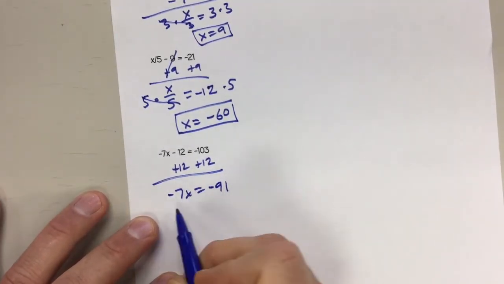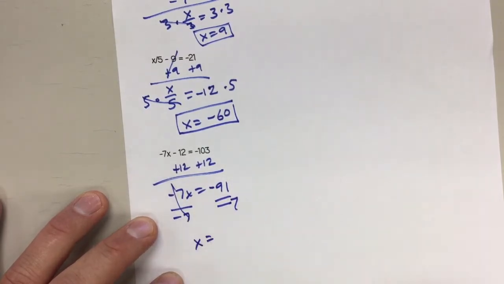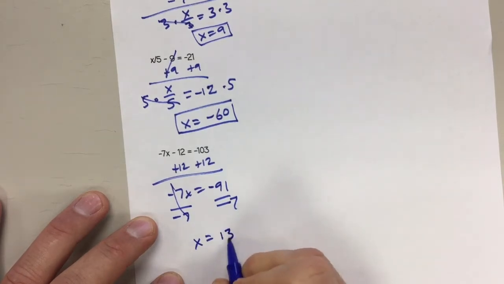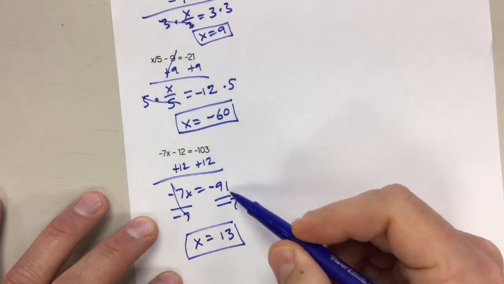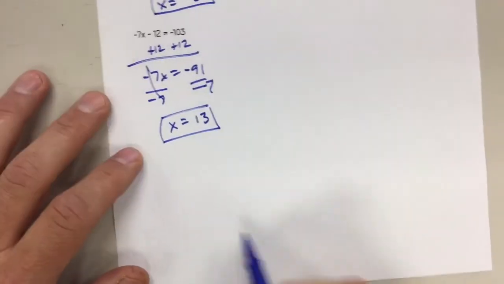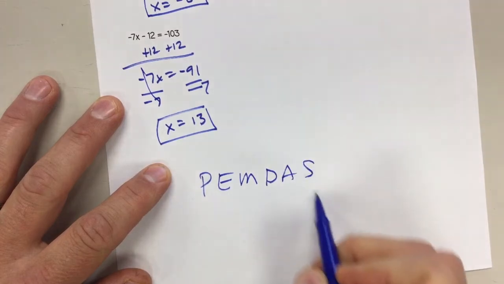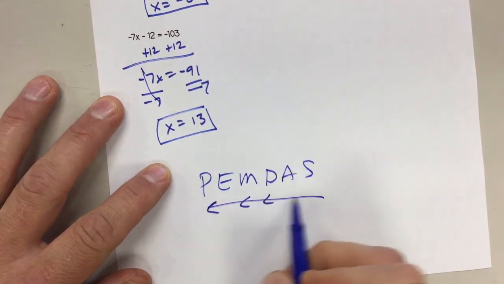And then I'm going to divide both sides by negative 7. And negative 91 divided by negative 7 is 13. And recall that a negative divided by a negative, of course, is always positive. So just keep in mind, on two-step equations, you follow the order of operations in reverse.